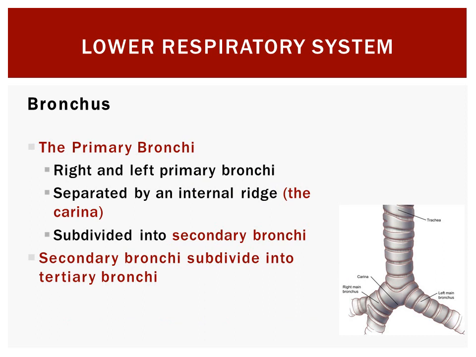Now we move to the bronchus. From the trachea, it will branch into the first primary bronchi, which are the left and right bronchi, separated by an internal ridge, which is called the carina. I show you the image here, the carina.